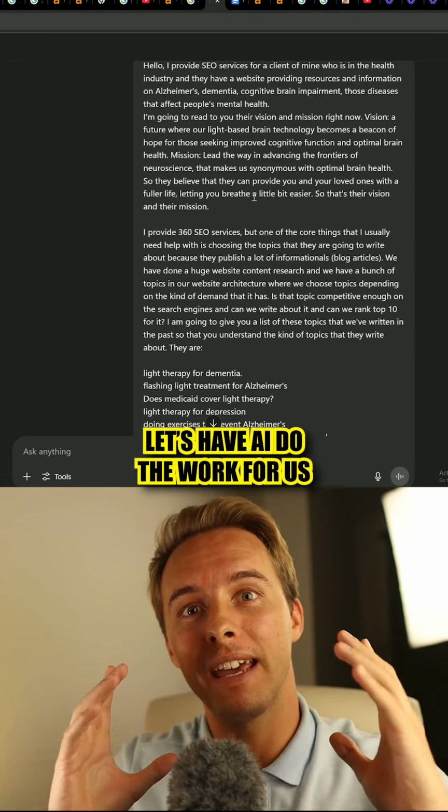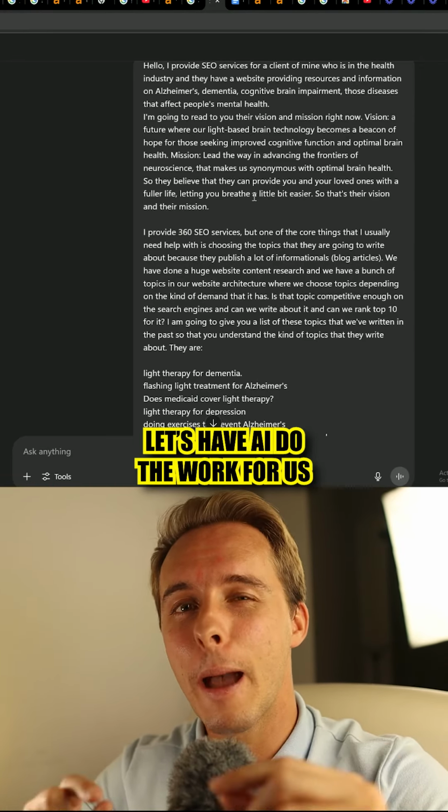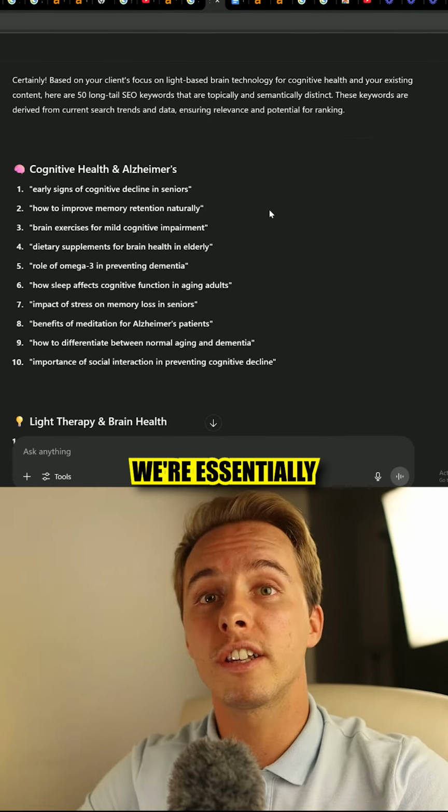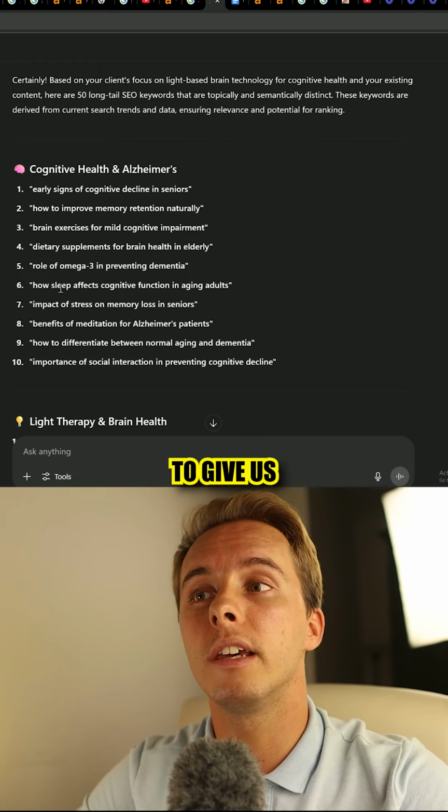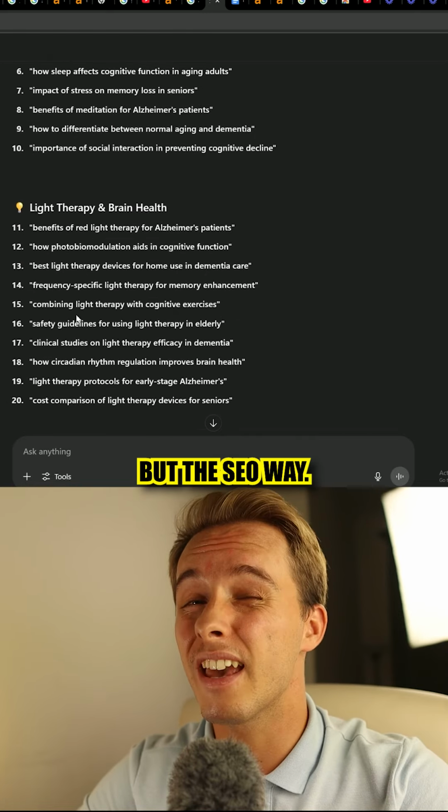So we're here again, making ChatGPT do the work for us, but we're gonna do it the smart way. We're essentially gonna ask ChatGPT to give us long tail keywords, but the SEO way.